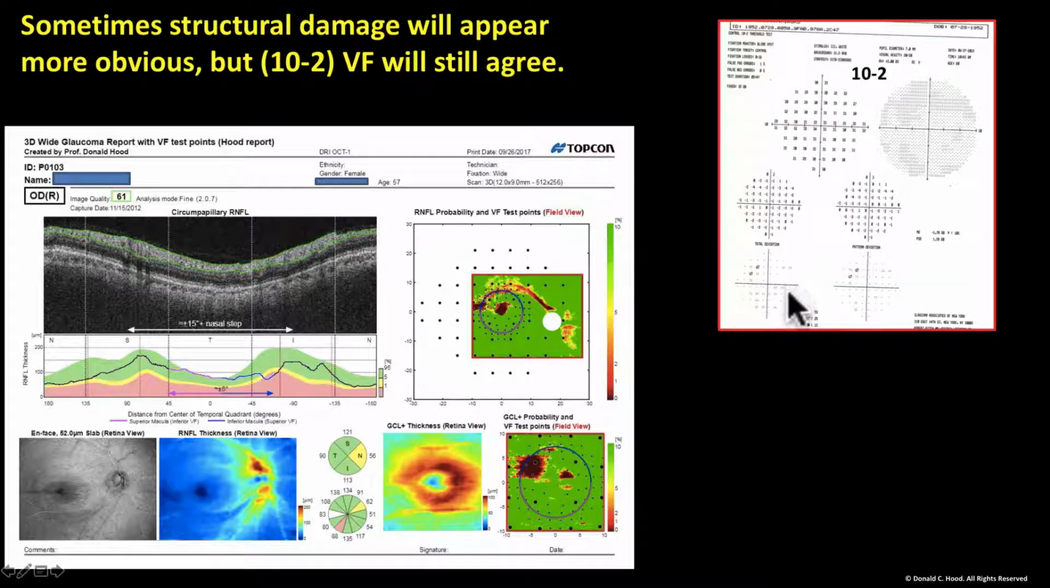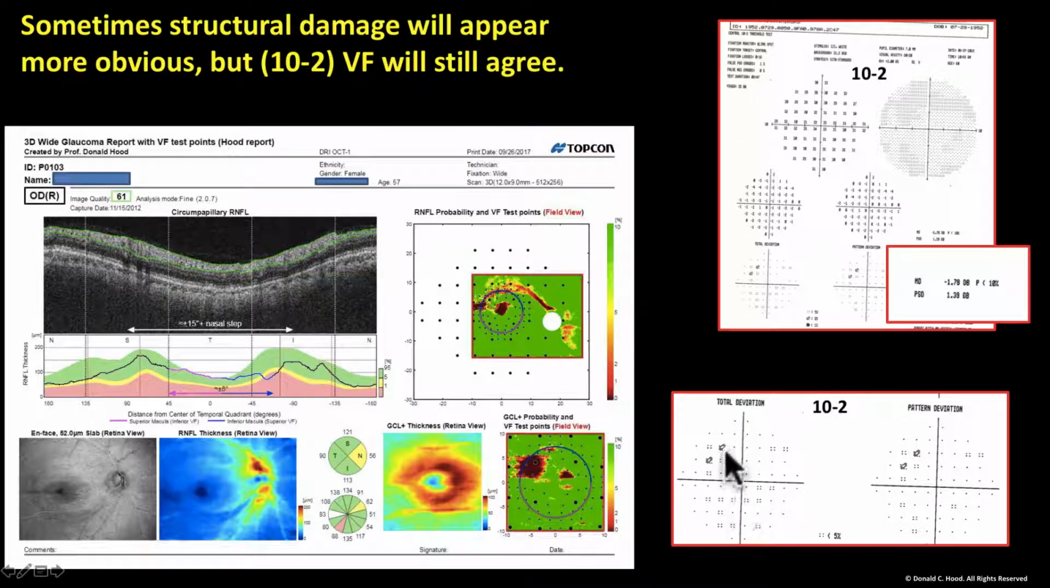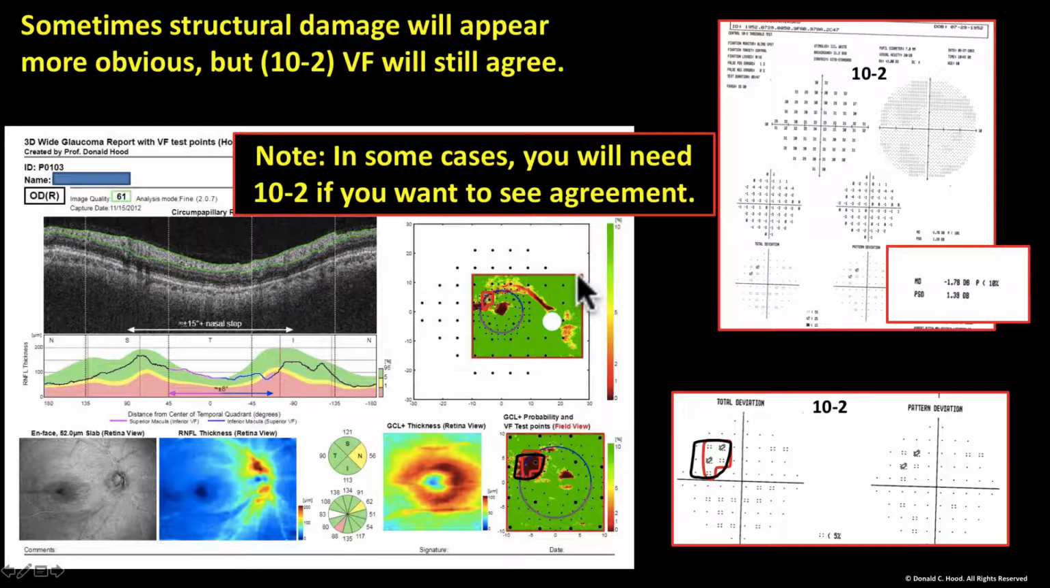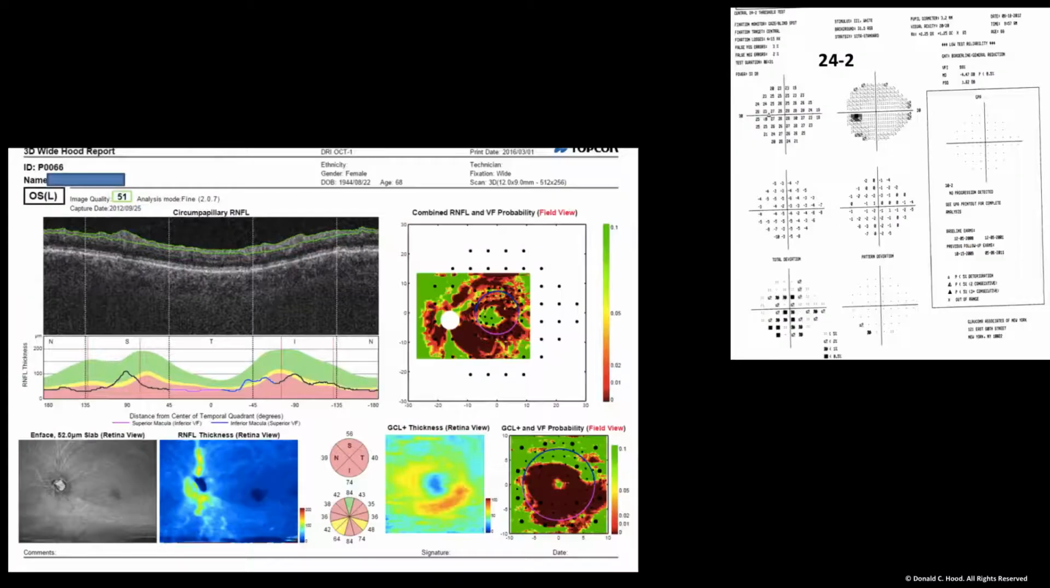Look at the 10-2. Again, the statistics are normal. The metrics are normal. If you blow it up, the largest losses are right here, and that corresponds with this. Or you can reverse it and this. Or you can reverse it if you circle this region here and ask where it is on the field. There it is. It's probably a better way to do it. Okay, so note in some cases you're going to need a 10-2 if you want to see agreement.